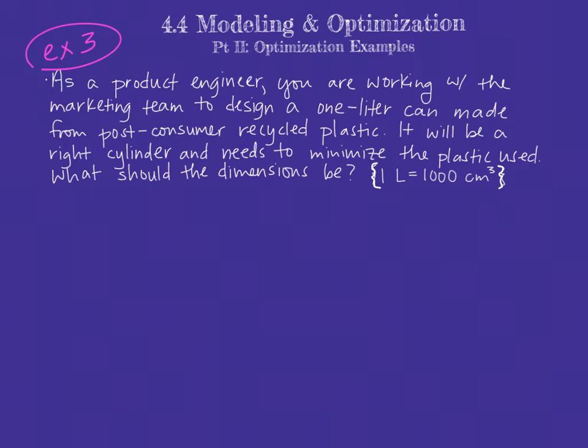In example 3, we are a product engineer and we're working with the marketing team to design this 1-liter can that is made from some recycled plastic. It's going to be a right cylinder, and so we need to minimize the amount of plastic that we're using. We need to know what the dimensions of this 1-liter can should be. And for a note here, 1 liter in a volume sense is 1,000 centimeters cubed.